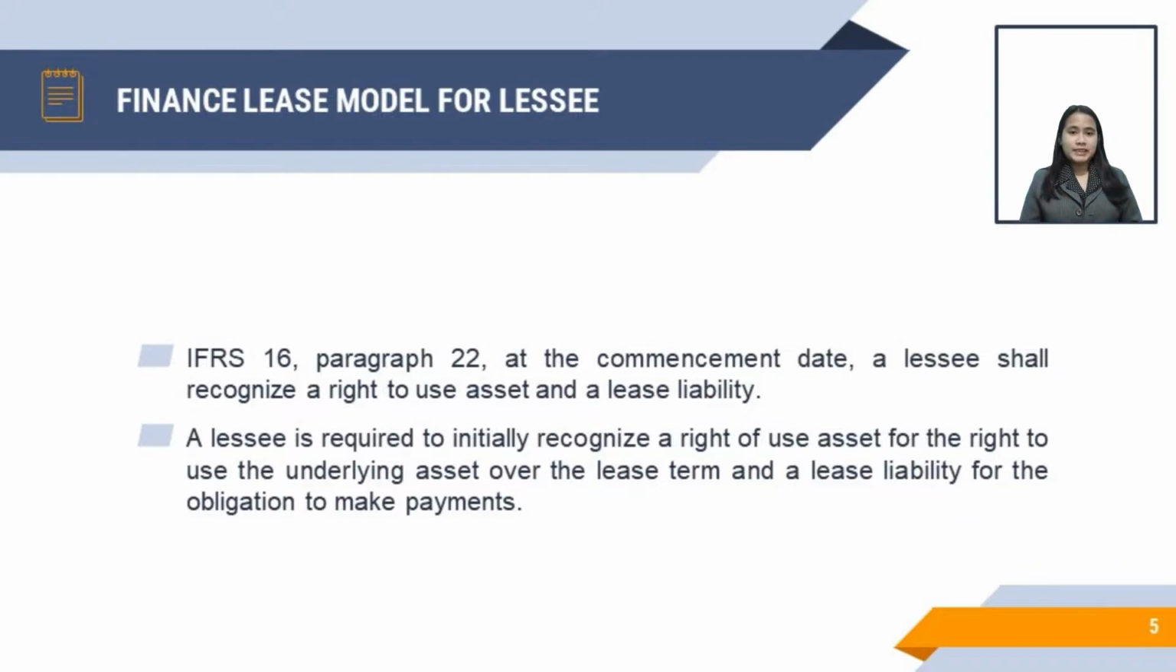In accounting for lessee, there are actually two models. The first one is the finance lease model, and the second one is the operating lease model. Finance lease model for lessee, as stated in IFRS 16, paragraph 22, at the commencement date, a lessee shall recognize a right-of-use asset and a lease liability. A lessee is required to initially recognize a right-of-use asset for the right to use the underlying asset over the lease term and the lease liability for the obligation to make payments.